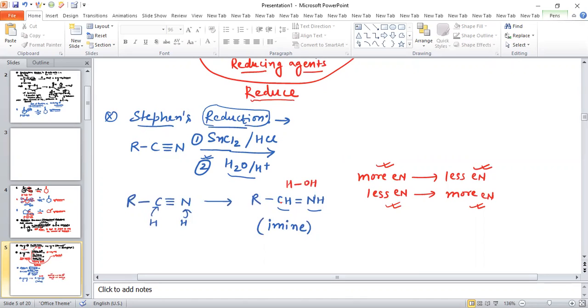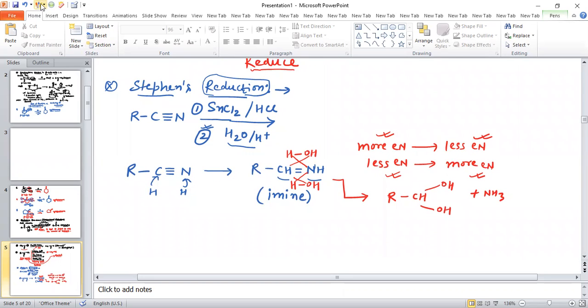Carbon is less electronegative, so oxygen will attach with carbon. In the same way, hydrolysis will take place so that two molecules of water will be added. Nitrogen is more electronegative, so hydrogen will attach to nitrogen and the OH group will attach to carbon. After hydrolysis, it will form RCH with OH, and this carbon also has an OH group. And when hydrogen attaches, ammonia gas is released.